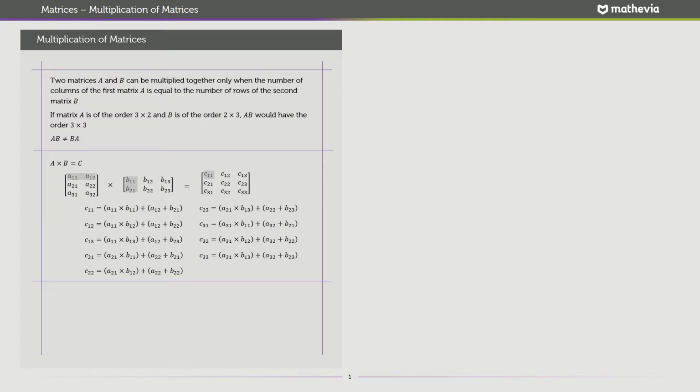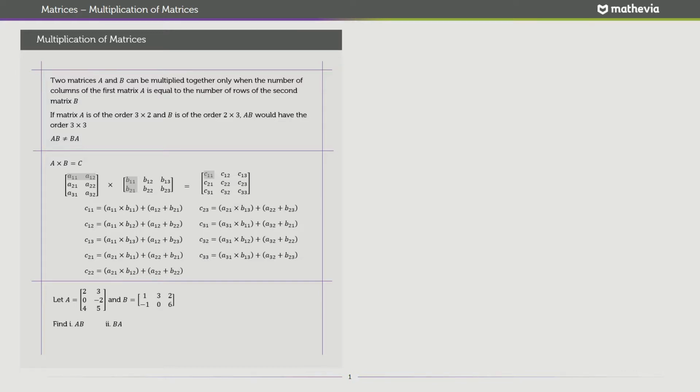Okay, now here's a question. Let A be a matrix. A is a 3 by 2 matrix, so A has 3 rows and 2 columns. And then B is a 2 by 3 matrix.